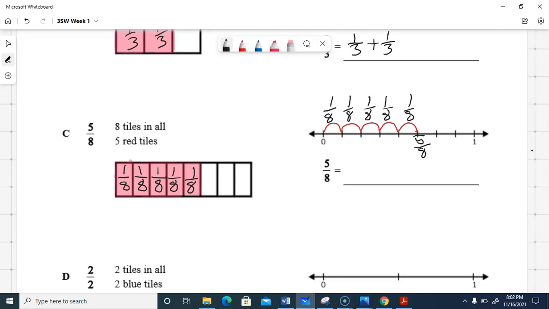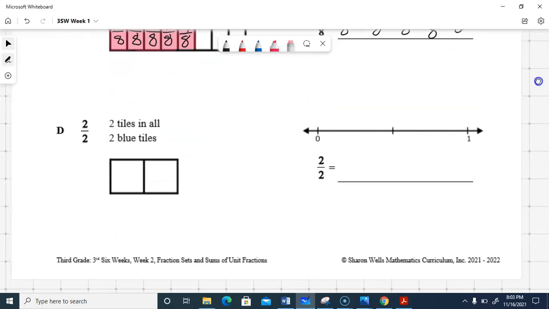So I can say that 5/8 is equal to 1/8 plus 1/8 plus 1/8 plus 1/8 plus 1/8. So 5/8 is equal to 1/8 plus 1/8 plus 1/8 plus 1/8 plus 1/8, or 5/8.